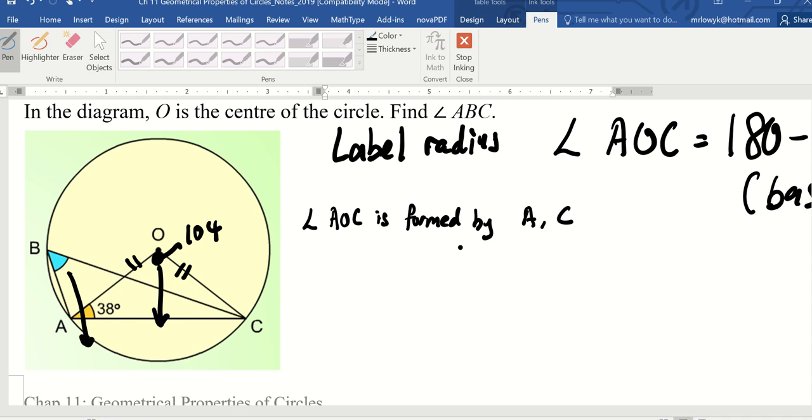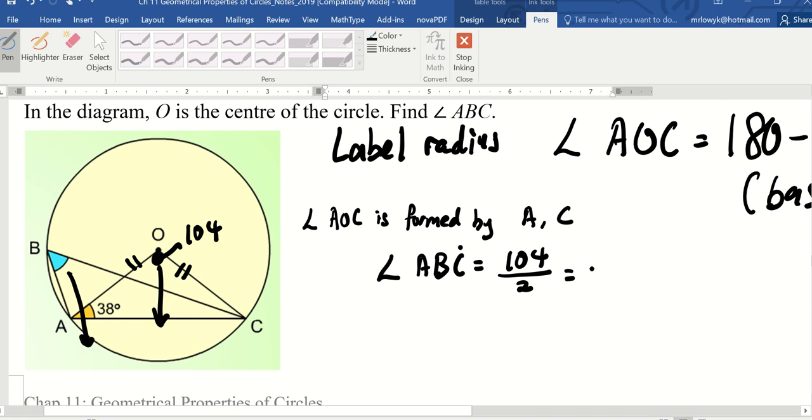Okay, meaning to say, let me conclude the question first. Can you write down angle ABC equals to 104 divided by 2 equals to 52. What's the reason? Angle at center 2 times the angle at circumference.